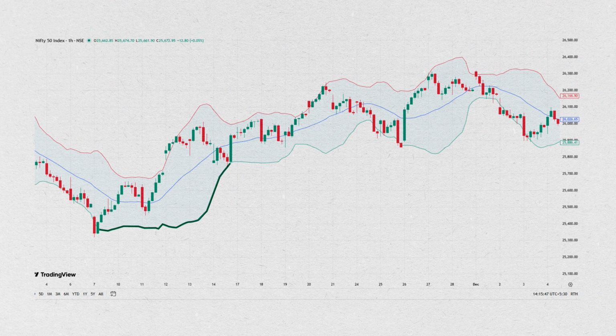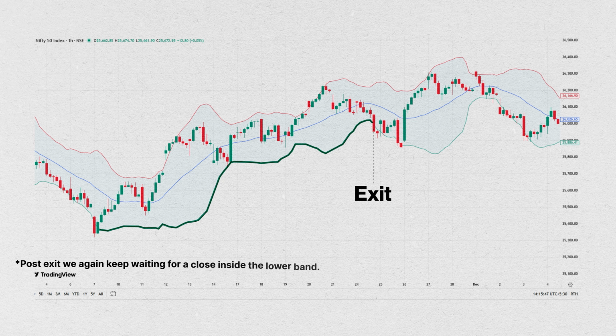We then have a trailing stop loss system to capture the trends. We trail stop loss based on the lower Bollinger Band. If the price again in future closes below the lower Bollinger Band, we exit the trade. Post-exit, we again keep waiting for the close below the lower Bollinger Band for the next trade.